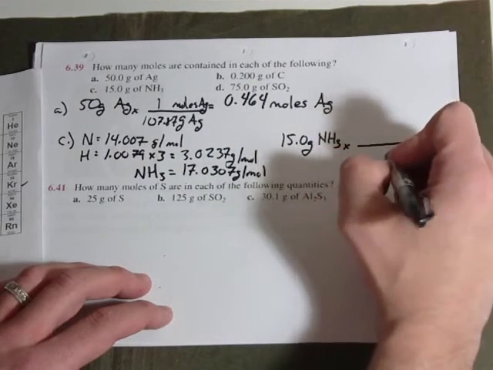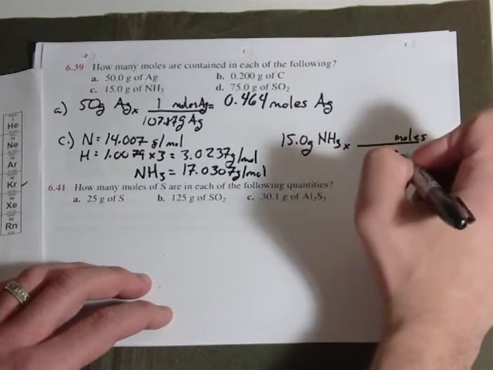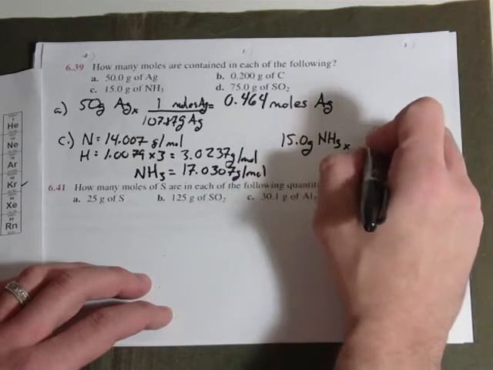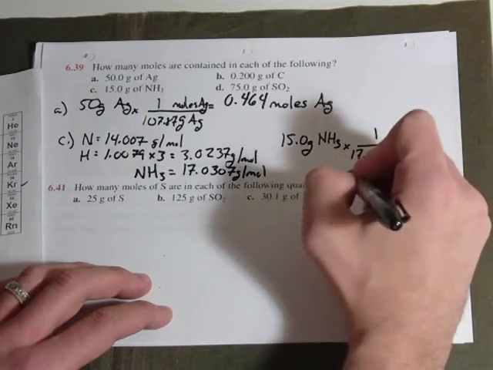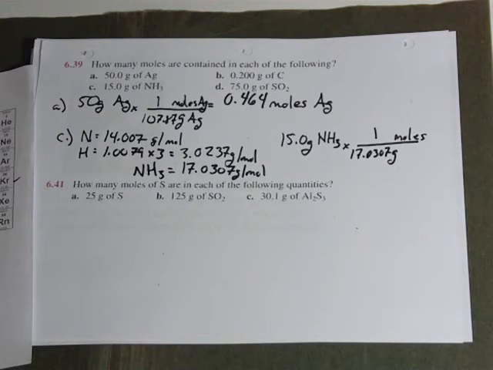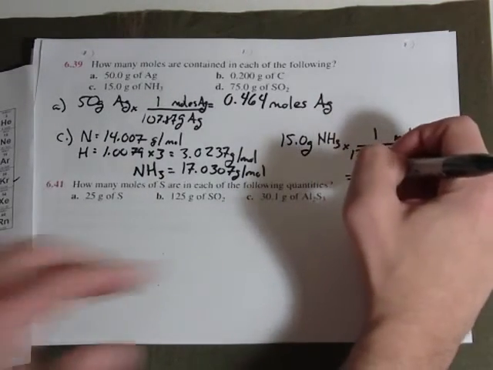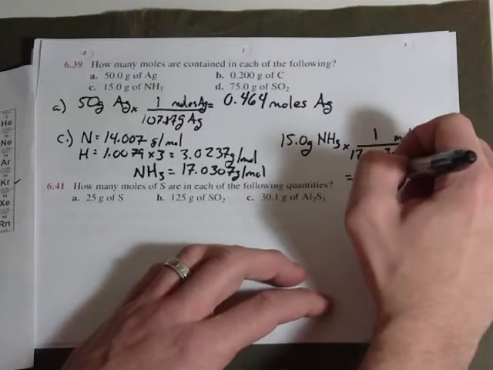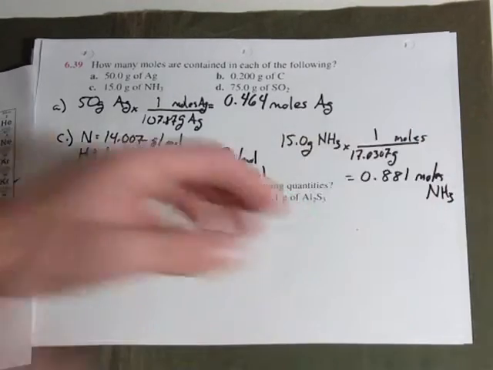And so if we have 15.0 grams of NH3, we want our grams to cancel out, and we want moles. In 1 mole, we have 17.0307. So 15 divided by 17.0307, we get 0.881 moles of NH3.